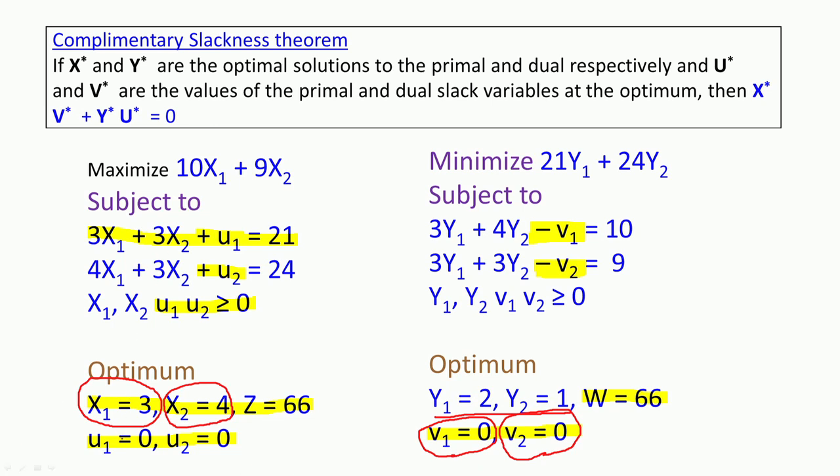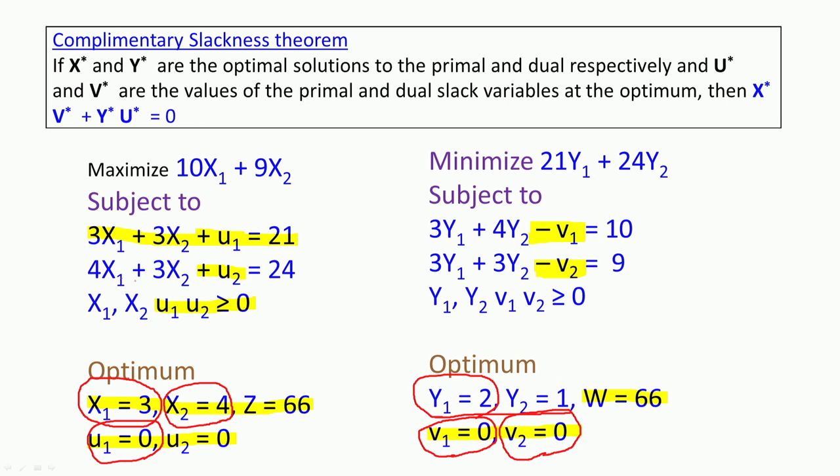Similarly, from the primal, from the first constraint, when we substitute x1 equal to 3, x2 equal to 4, we get 3 into 3, 9, plus 3 into 4, 12, 9 plus 12 is equal to 21, therefore u1 is equal to 0. Now from the optimum solution to the dual, y1 is equal to 2, therefore y1 u1 is equal to 0.